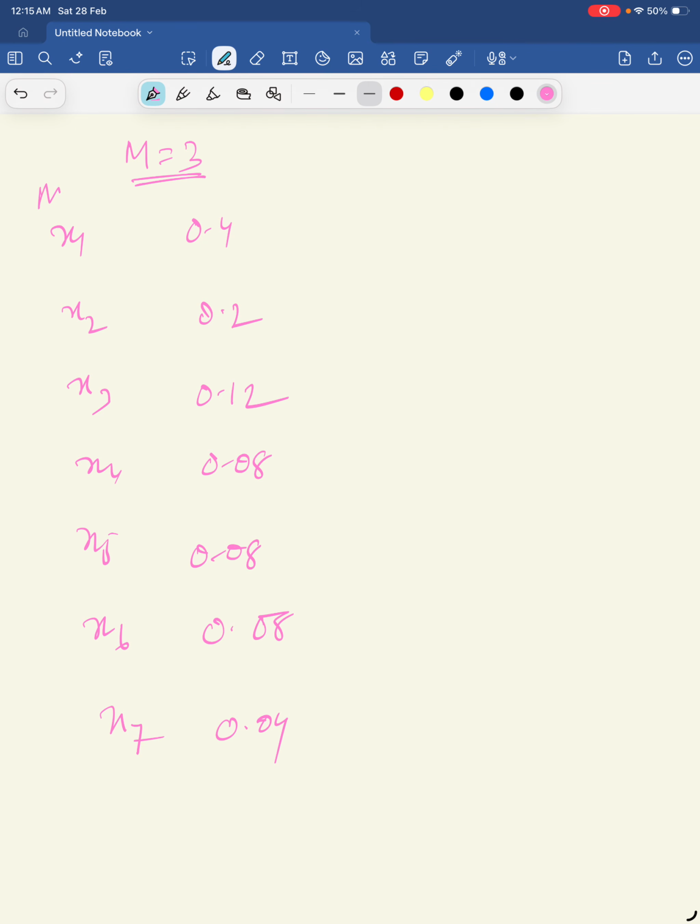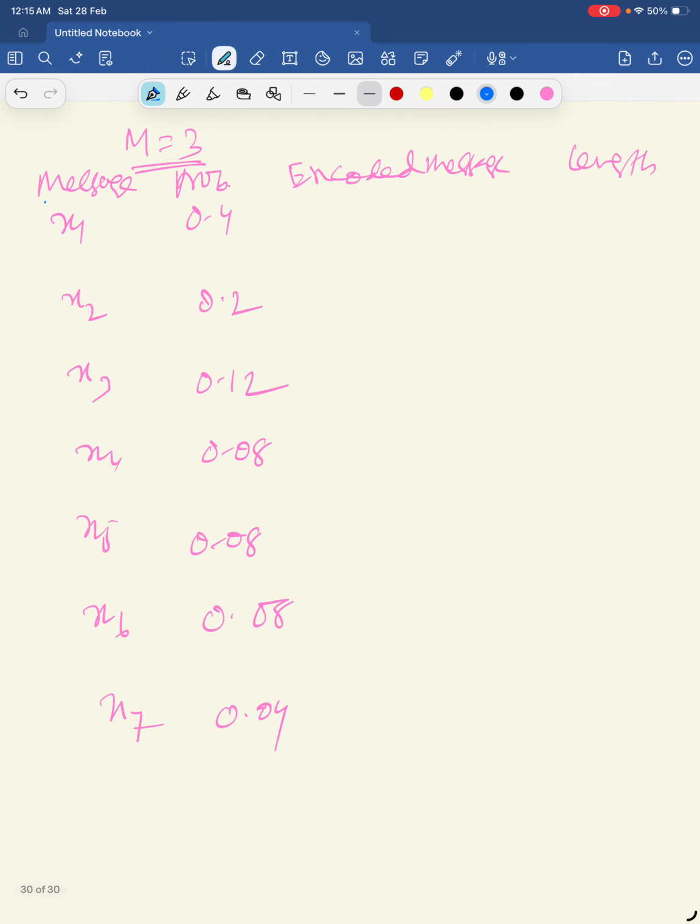Here is the message, here is the probability, the encoded message or bit, and this is the length, the bit length. So this is the heading title. Now m is equal to 3 means here 3 levels will be there. Earlier we divided into 2 levels, 0 and 1. Here 3 levels means 0, 1, 2.